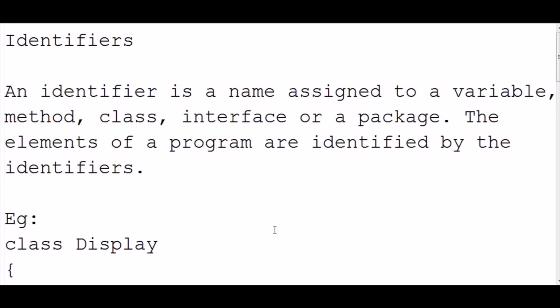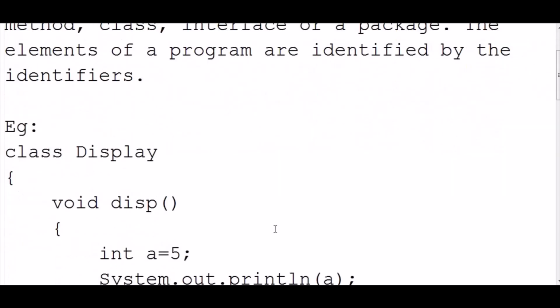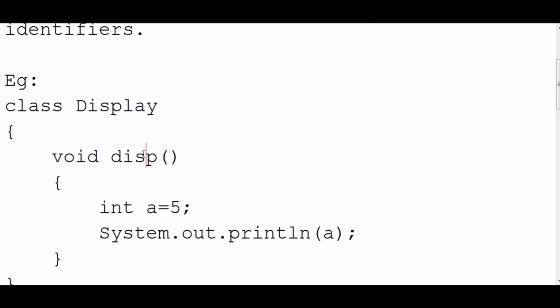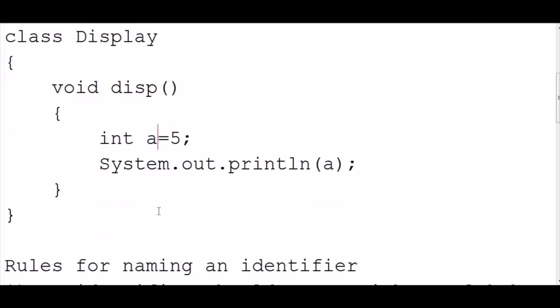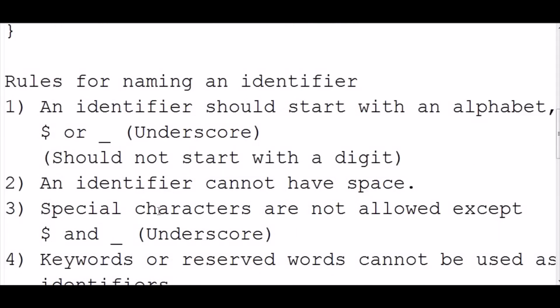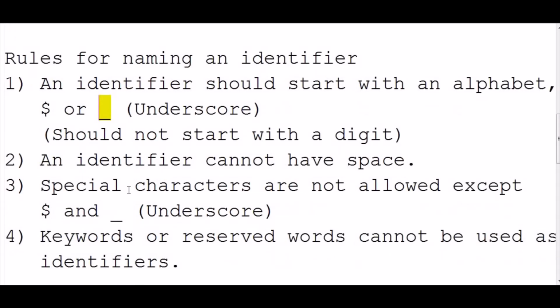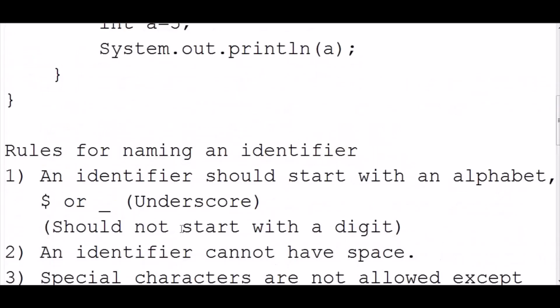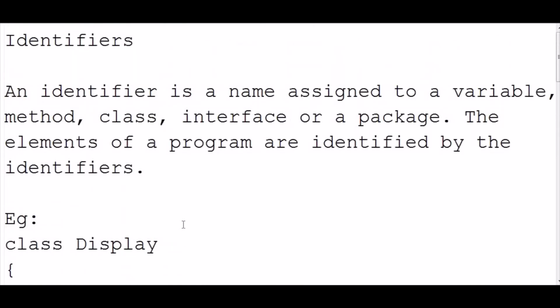Identifiers are used to identify an element of a program. The element could be a class, it could be a method, or it could be a variable. So the major rules to name a variable are: it should start with an alphabet. If at all not an alphabet, then it can start with a dollar sign or underscore. It cannot have space in between. It cannot use any other special characters except dollar sign and underscore, and keywords cannot be used as variable names or any other identifiers. So it's a very important concept.